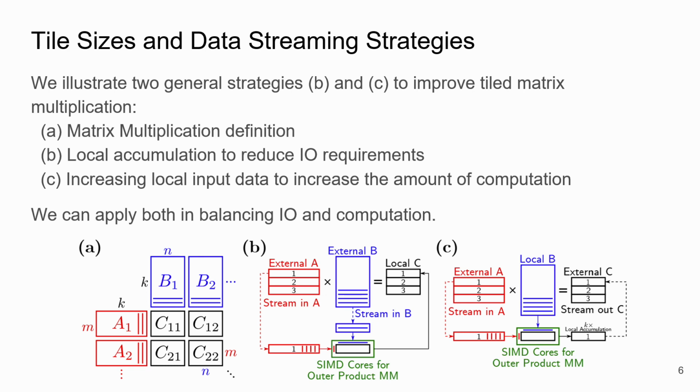This is kind of similar to Goto's algorithm, which is a common method for CPUs. So instead you're keeping that stationary, but now you're going to have to read and write the results a lot more. But there's certain cases where that's actually beneficial. If, for example, the B matrix is significantly bigger than the C matrix, then you don't want to do that.